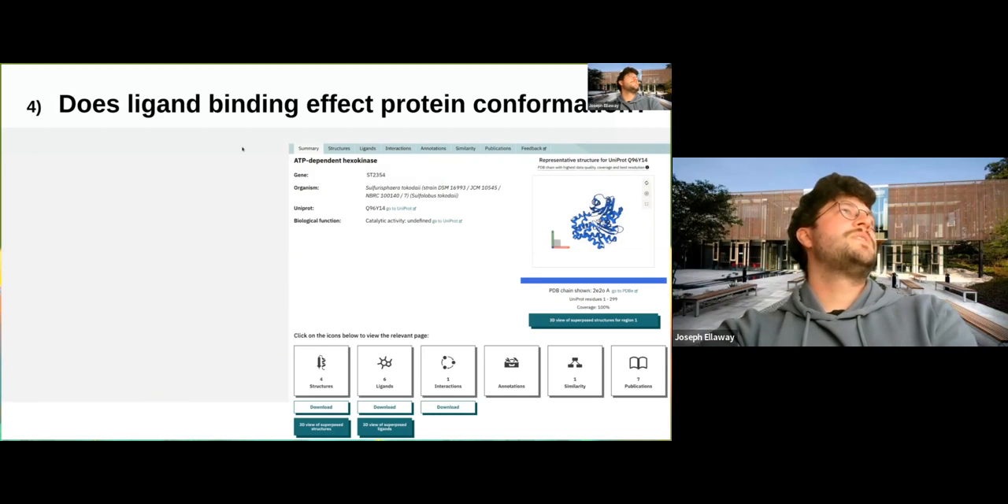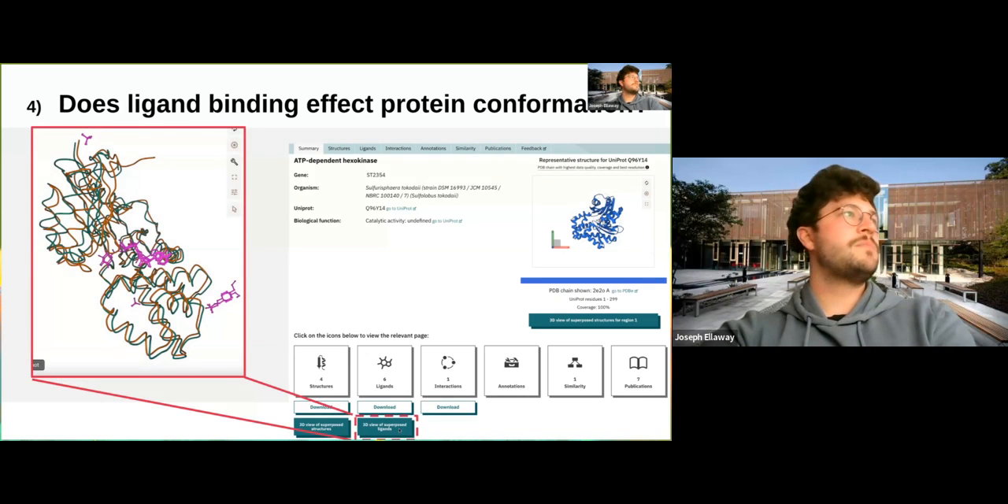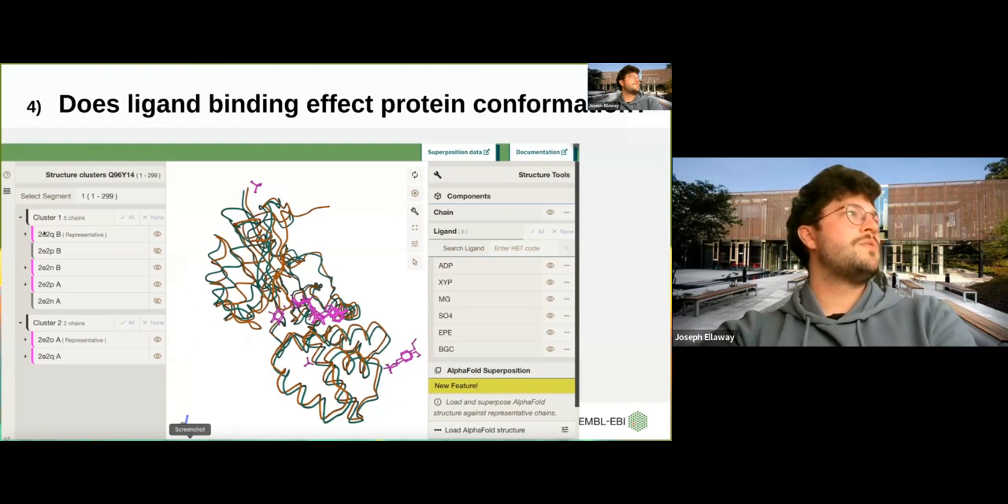And then lastly, does ligand binding affect protein conformation? This is more of a compound question, but if you navigate to the Summary tab and then click on the 3D view of superposed ligands button in the bottom, this will also open up a similar MolStar viewer. This time, though, we're trying to emphasize and show where the ligands are binding in these clusters. So you might find that some ligands are binding more in cluster 1 than they are in cluster 2, or even exclusively in one of these clusters. And you can also load in the AlphaFold structure as well. So we only show the representatives by default, but you can at least see where all the ligands are binding.